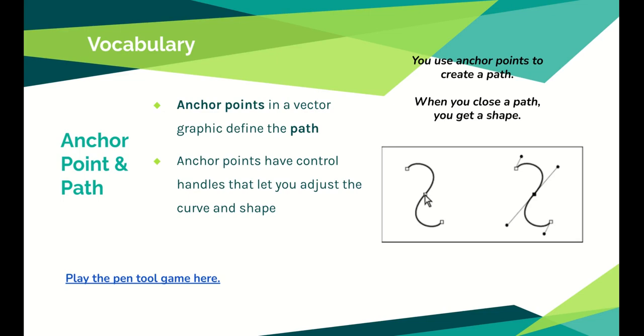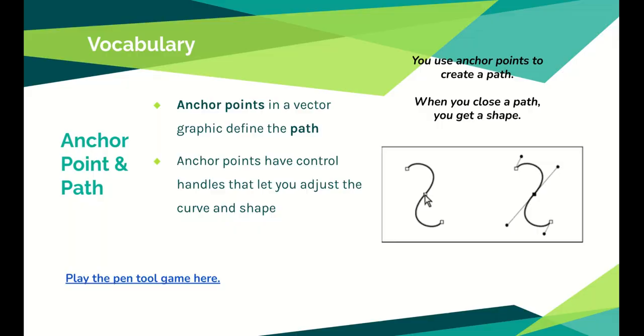Next is anchor point and path. Anchor points are those points that are defining the path, which is the shape. So you've got your points, and then that line between there is the path. When you close a path, you tend to get a closed shape. Anchor points have control handles that let you adjust the curve and the shape as you start working with it. So this will make more sense as we start going. And there's a really fun game here that you can play to practice your pen tool skills.